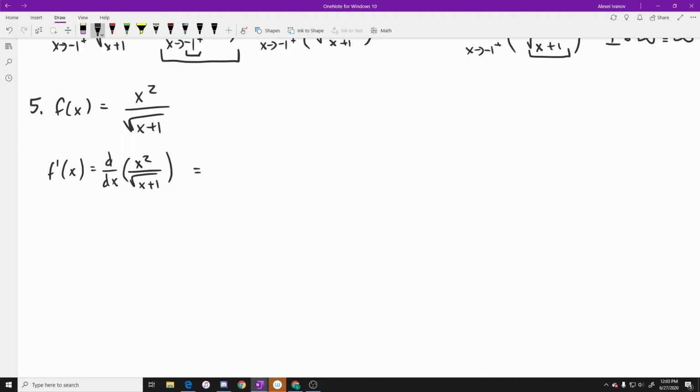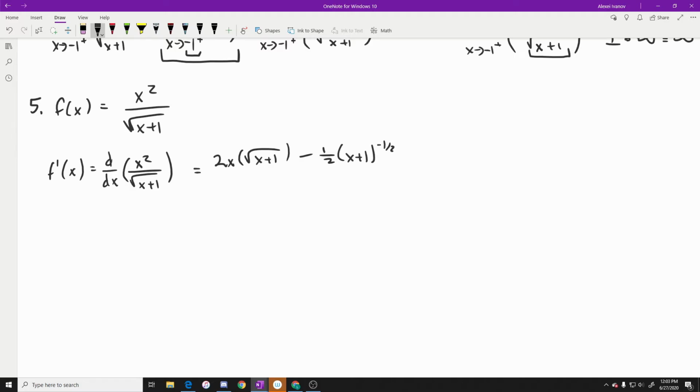So the quotient rule says that first we're going to take the derivative of the top, the numerator, and multiply it by the denominator. Then we're going to subtract the derivative of the denominator, which is going to be 1/2 (x + 1) to the negative half.